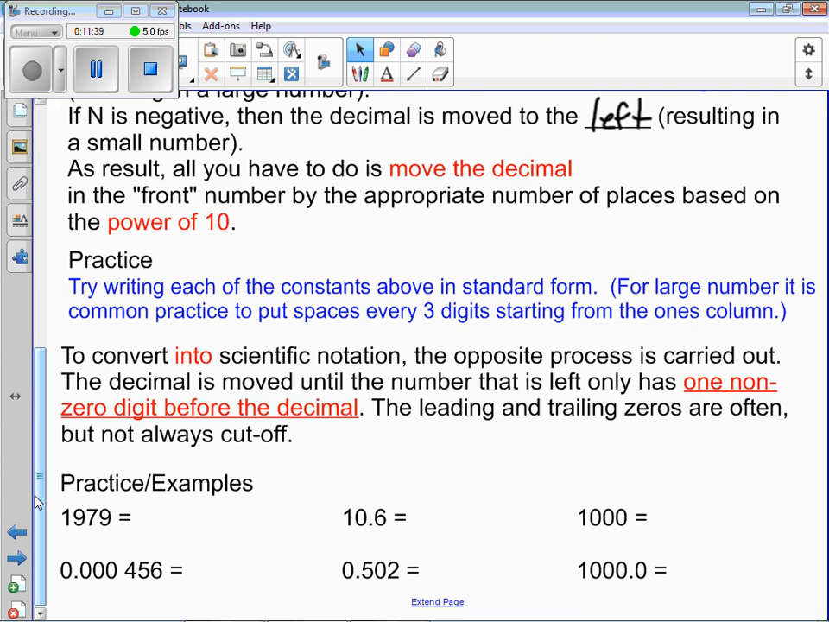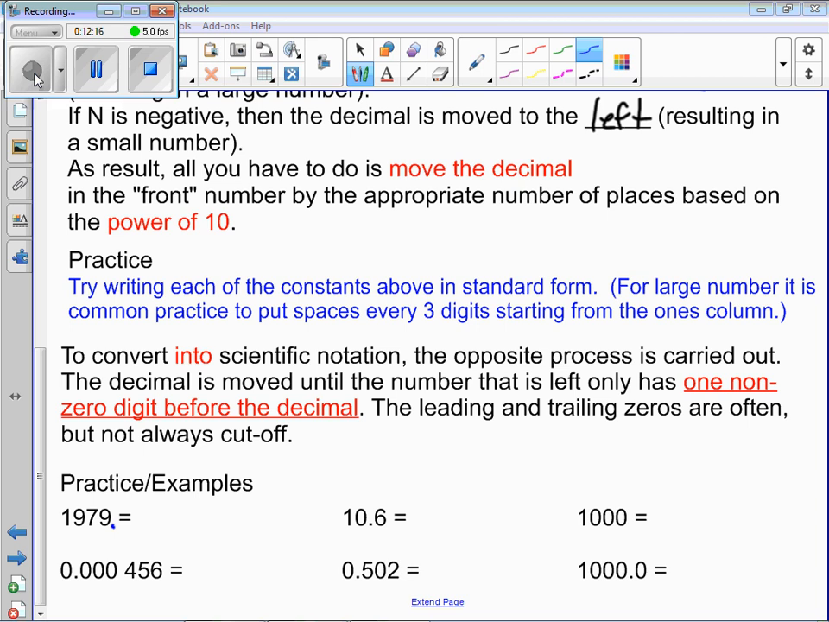Now going the other way around, this might be a little bit more practical. Taking a number that's already in standard form and putting it into scientific notation. You just do the opposite. Now you're moving the decimal and you're counting how many powers of 10. If you want to know whether your power of 10 should be positive or negative, if the number is greater than 1, then it's positive. If it's between 0 and 1, then the exponent is negative. So take a second and try those six examples, and we'll come back and see how you did.